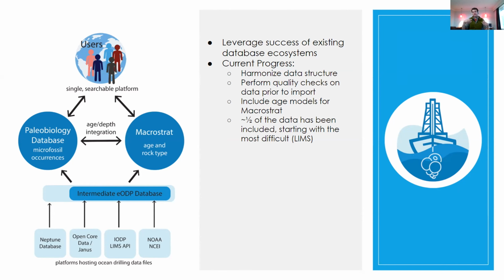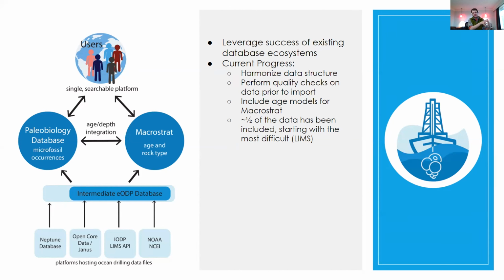We've then also worked on doing some quality checks to make sure that data is actually good, spelled correctly, so species names and proper taxonomy, that sort of thing. We've been working on adding age models into Macrostrat. As Shannon said, Macrostrat won't take anything that doesn't have an age model. And so we've been incorporating basic age models for all of the eODP sites, and I'll talk about that in a second. So we started with the most challenging, which is LIMS, the most modern of the databases.